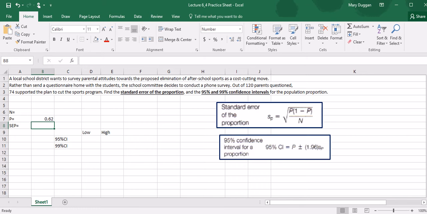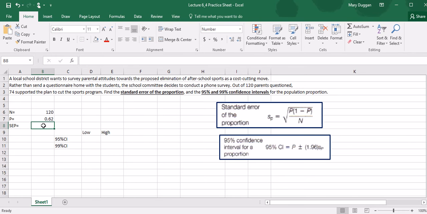The next step, similar to confidence intervals for means, is to calculate a standard error. So we're going to find the standard error of the proportion, which is equal to the square root of the proportion times 1 minus the proportion over the n of the study. Okay, so we're going to type this in right over here, and we don't know the n of the study yet, or we do, it's up here. We just need to add it, 120.